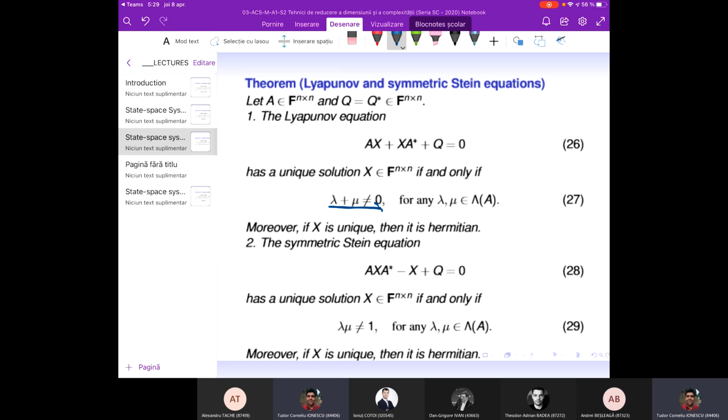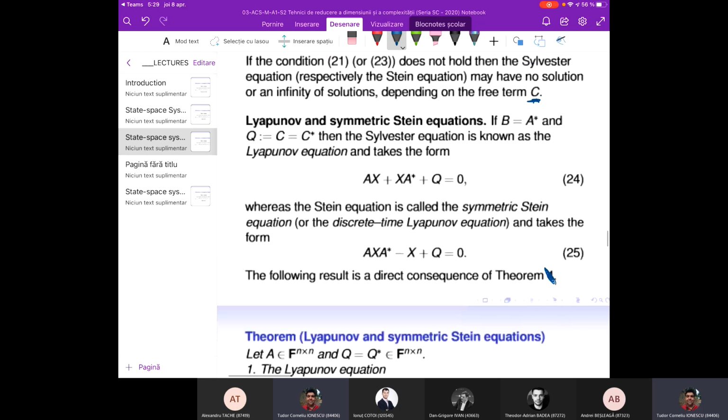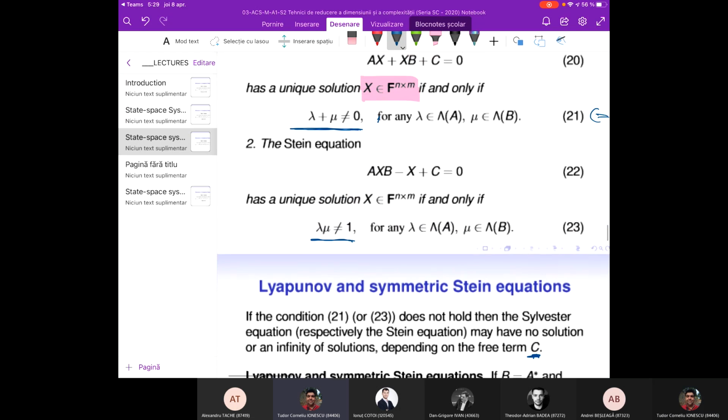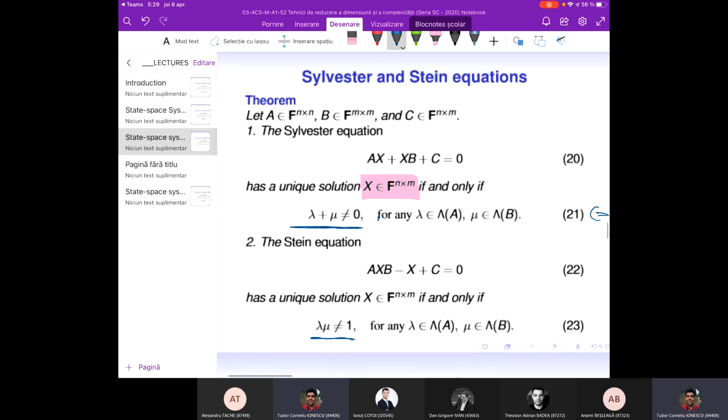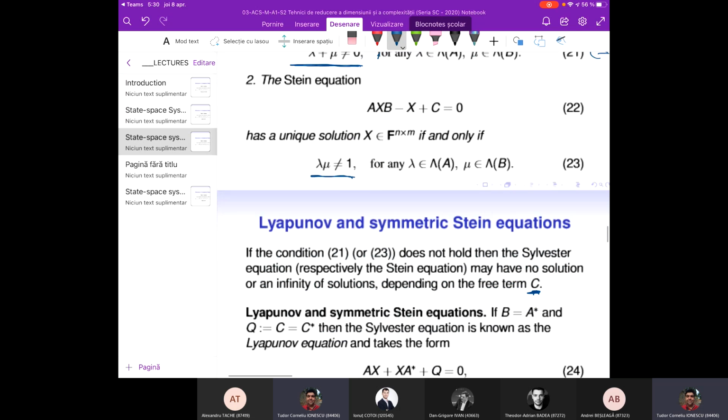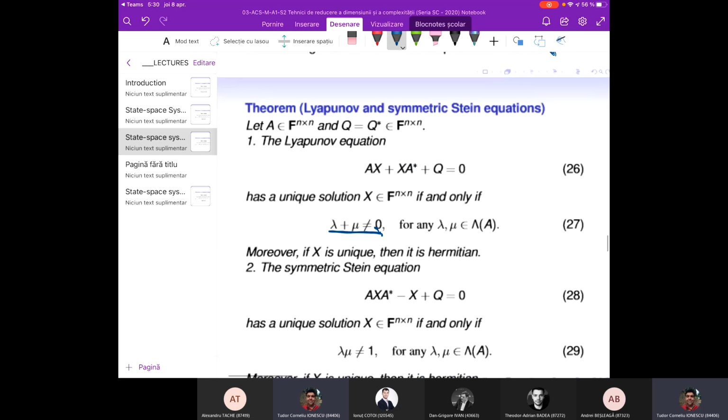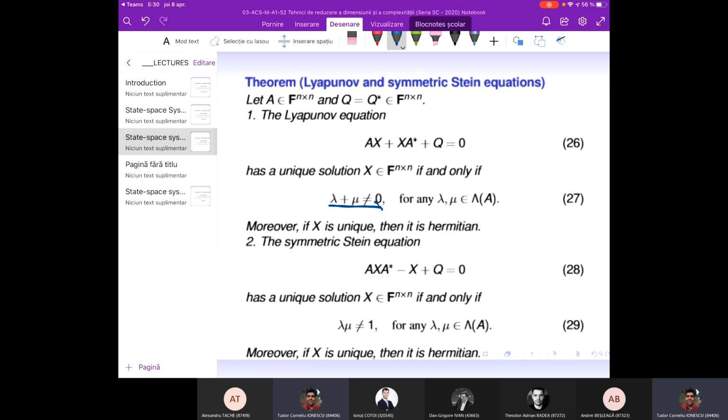So X, because this is a square problem now, is a square matrix. Here X was not square. Usually X is a tall matrix or a wide matrix, but in this case X is a square matrix. So if the solution exists and is unique, the solution itself is Hermitian.